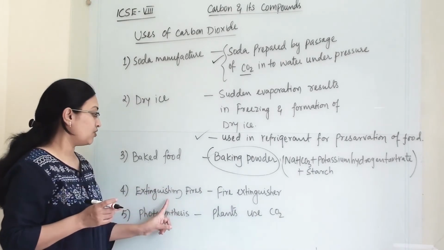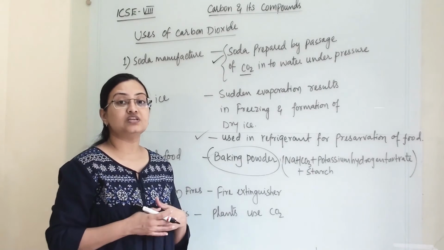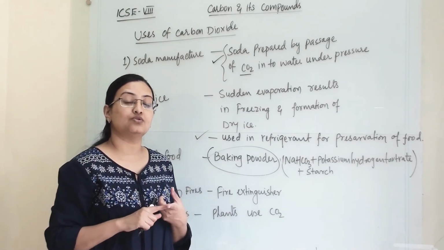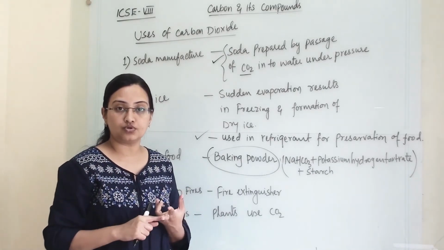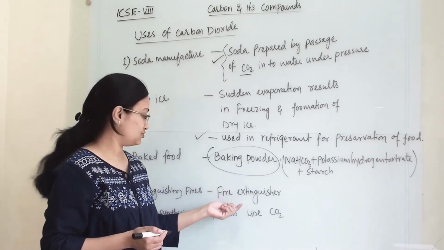Fourth is for extinguishing fire. As a fire extinguisher, we are using carbon dioxide because it is non-combustible, it is a non-supporter of combustion. So we can use it in a fire extinguisher.